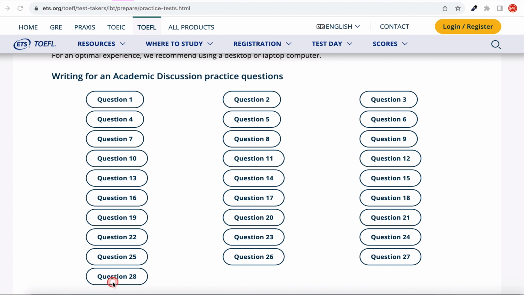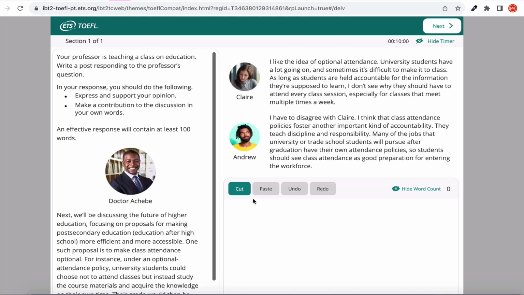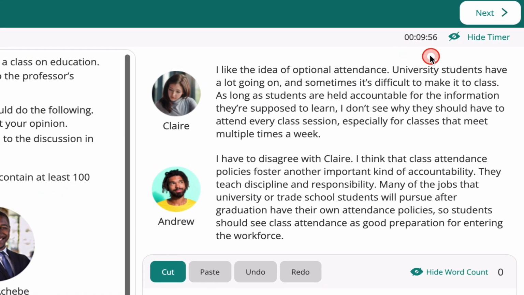So at the moment, they have 28 questions. I'm going to randomly pick one question. Let's pick this one, number 17. A new tab is going to open up. And then we will have 10 minutes to read the question and answer the question. Okay, so yes, already the timer has started, 9 minutes, 54 seconds.